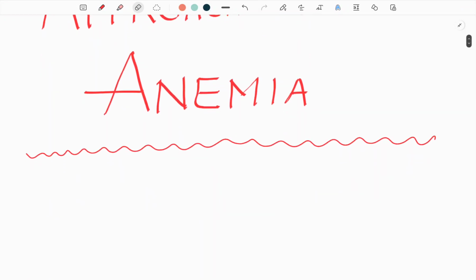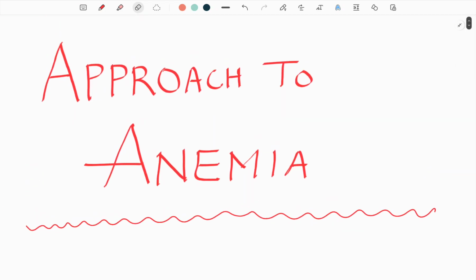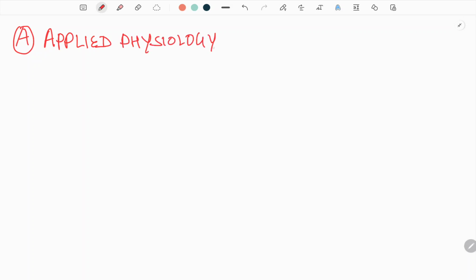So, before getting into the topic proper and discussing the different parallels of the topic, we'll understand the applied physiology first. So, we'll be dealing with the applied physiology first.